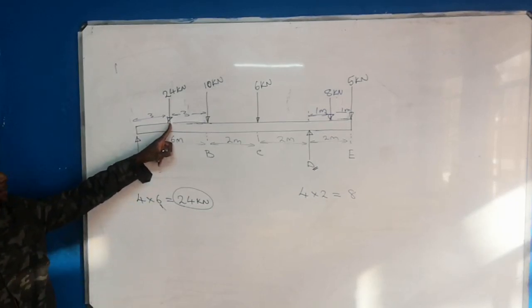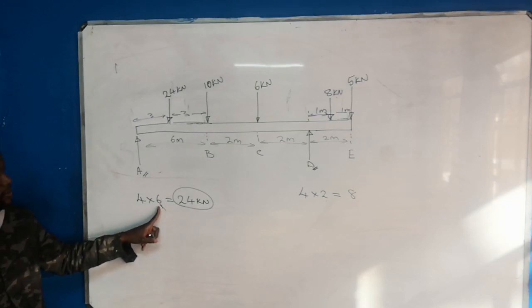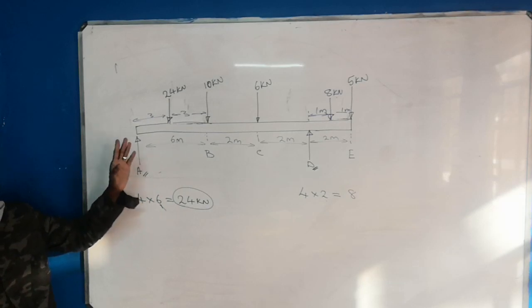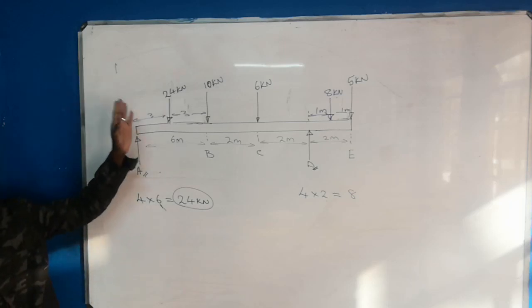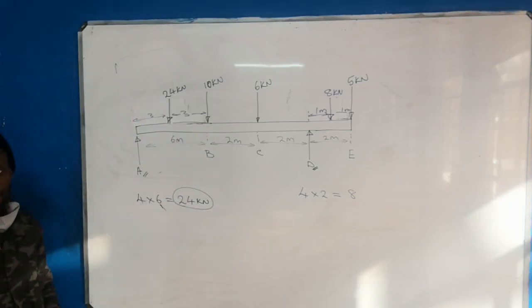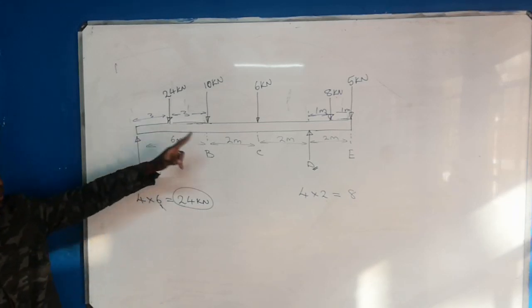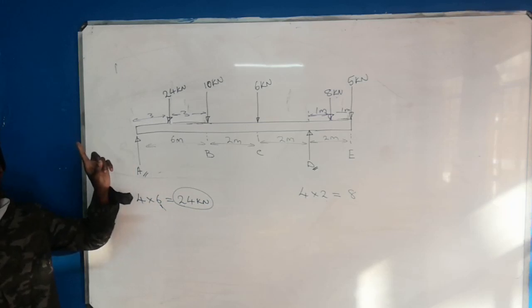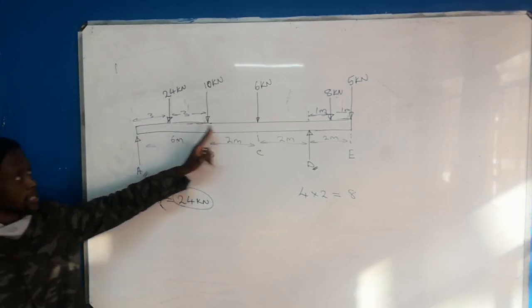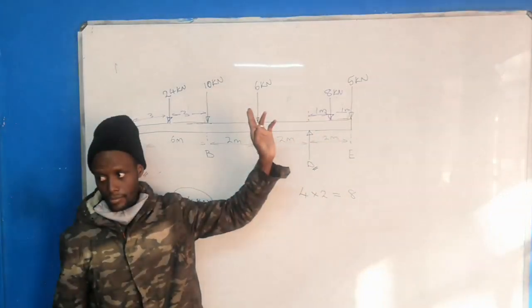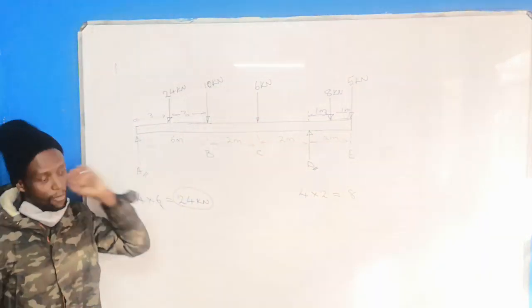This 24, I put it at half of 3. Half of 6, sorry. I mean on the diagram. My diagram is not up to scale. It's just 3 meters. You don't have to be accurate, just make sure it is 3. When we come to draw the shear force, that's when we need it at the exact point. We are only doing this for calculations. You don't even need to show this to the examiner what we have done now. We only need this for our calculations.